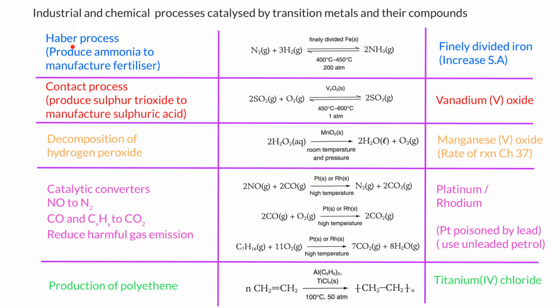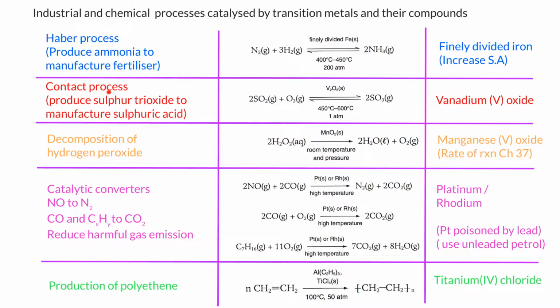The first one is the Haber process. We turn nitrogen and hydrogen into ammonia. Ammonia is very important to us because it can then be used to manufacture fertilizers to increase the crop yield. In the process, we use finely divided iron. Finely divided iron means it is in powder form, which increases the surface area and the active sites for the reaction to occur.